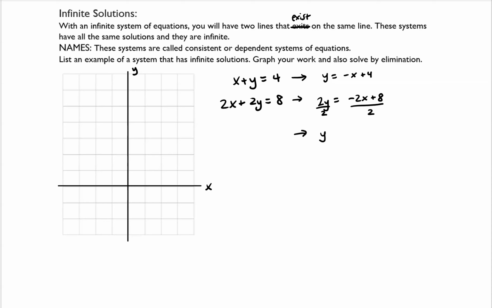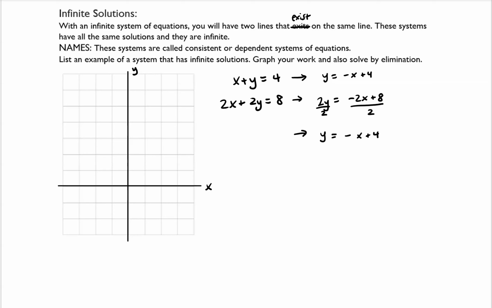And then my algebra teacher would shout, "I heart algebra" to the class, and we would get y equals negative x plus 4. So notice that when we put these in slope-intercept form, we actually get the same equation, even though the original two equations look slightly different.